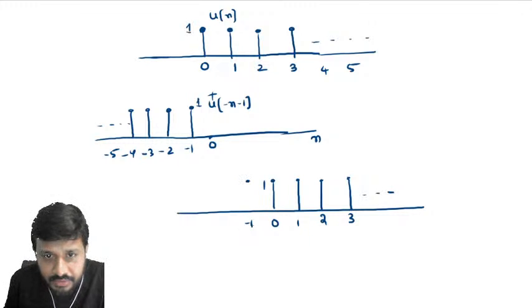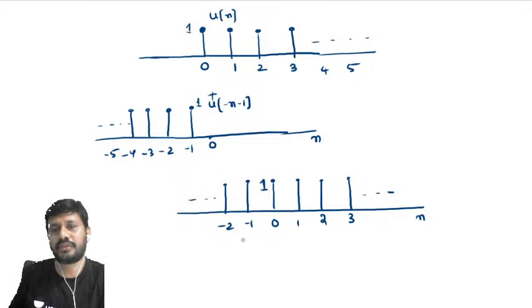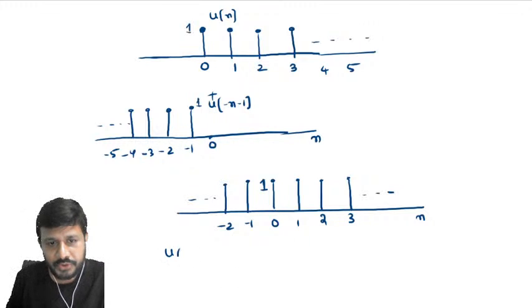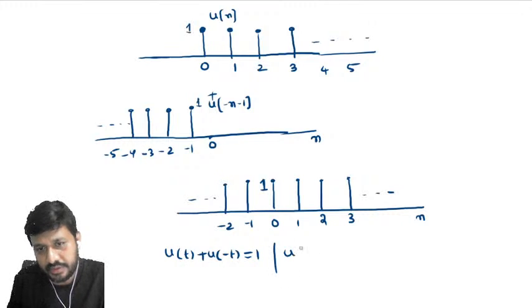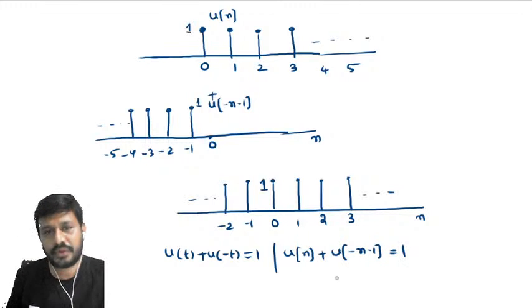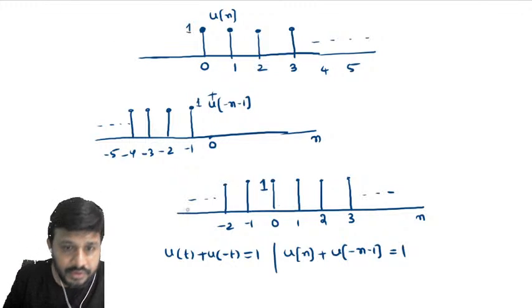At minus 1 it is 1. At minus 2 it is 1, and so on. This is 1 in discrete, no? Yes, it is true. So this is a signal called 1 in discrete. In continuous also we have seen u of t plus u of minus t is 1 in continuous. So in discrete, u of n plus u of minus n minus 1 is 1. You have to remember this.